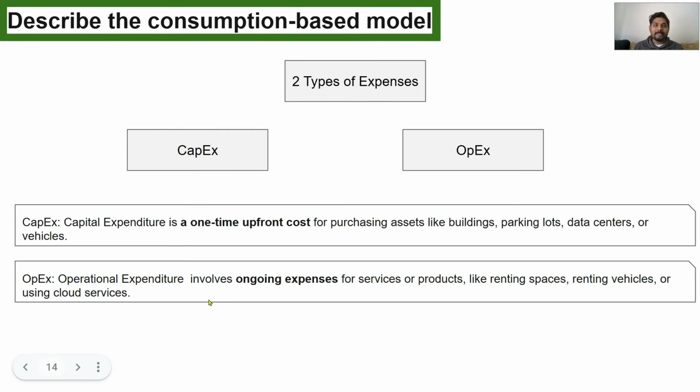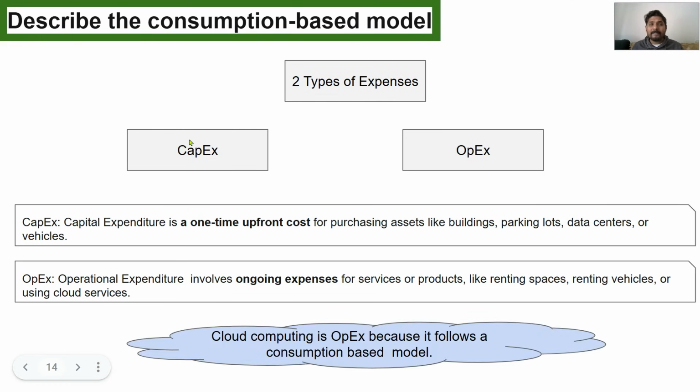Now, why am I talking about all this? When you're using a cloud service, this is a consumption-based model. That means it is using operational expenditure. It is not a capital expenditure. Cloud computing is OpEx. Remember this: cloud computing is OpEx because it follows a consumption-based model. How much you consume, you pay for that. So remember, this is important. The final term that we should remember out of this slide is that cloud computing is OpEx, or operational expenditure, because you pay as you use, or you can say consumption-based model, pay as you go. The different terms are there. So out of this entire slide, the important part is that cloud computing is OpEx.